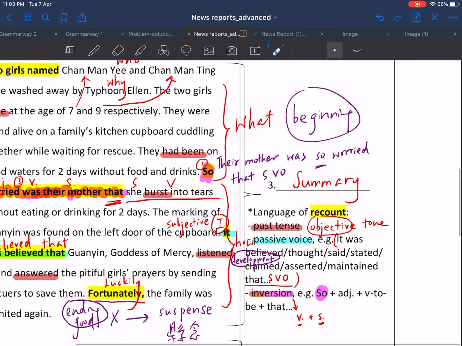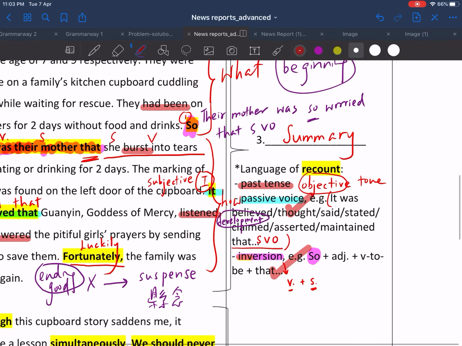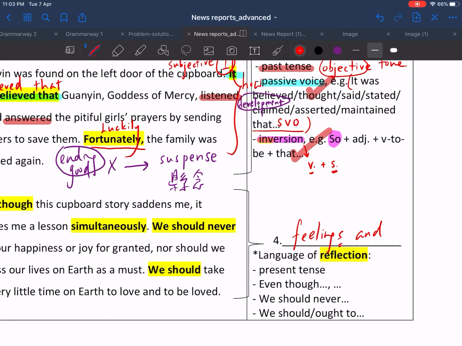So this is the language for recount. If you want to get higher marks for your language, remember to use passive voice pattern and inversion. You can get higher marks for your language. Then we go to the last part of the news report, which is the feelings and reflections. Now remember, we usually have an S after feelings, and we also have an S after reflections. So remember when you type your answer, don't forget the S.